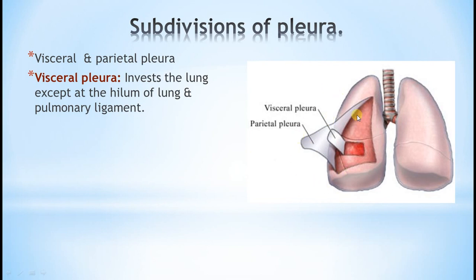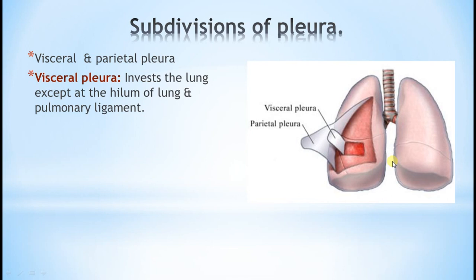Now it invests the lungs, as I told you, but at two places. One is at the root of the lung, where it just moves medially from the lung. You are able to understand. And the other one is the place which is called the pulmonary ligament. So I will come to it after a few slides.